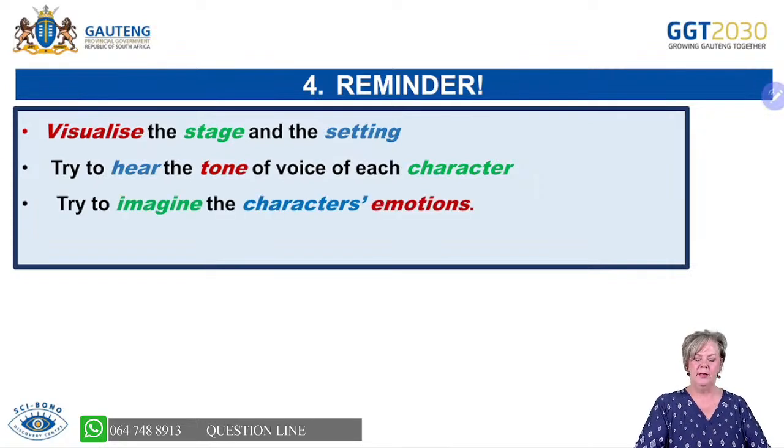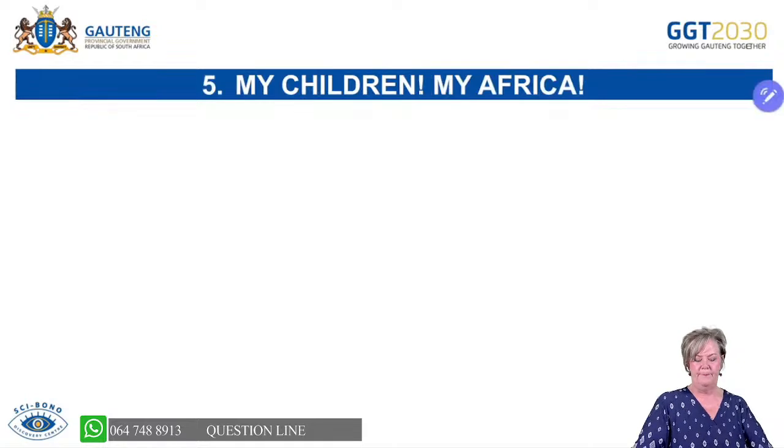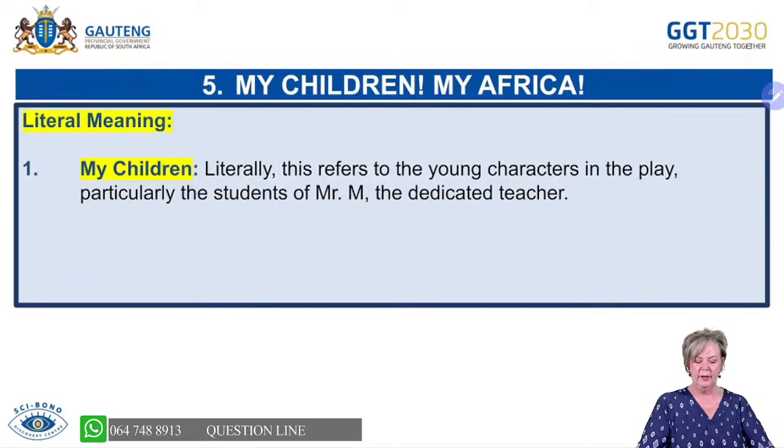Try to imagine the character's emotions. Put yourself in their shoes so that you actually make it your own. That makes it so much easier to understand. You need to form a mental picture of the actor's moments on the stage, and that includes the movements. Let's take a look at My Children, My Africa.